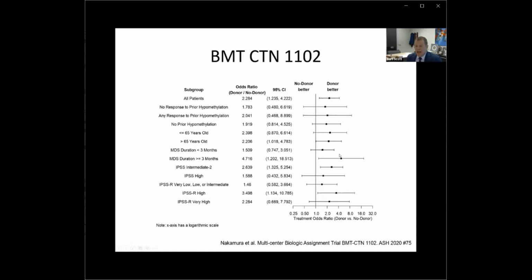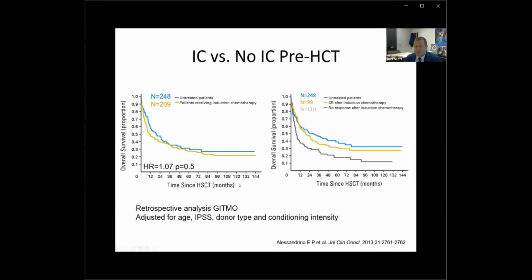Regardless of which subgroup you looked at in this BMT-CTN1102 study, there was a better outcome with transplant versus not transplant. That's older patients, patients who had no prior hypomethylating therapy or who did, patients who have very high risk or high risk disease. So all of these groups benefited with transplant.